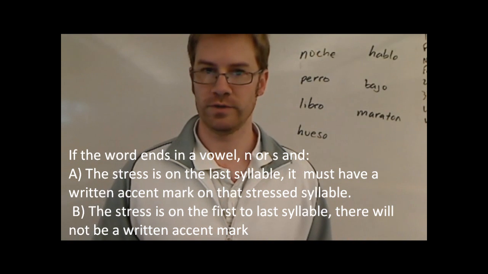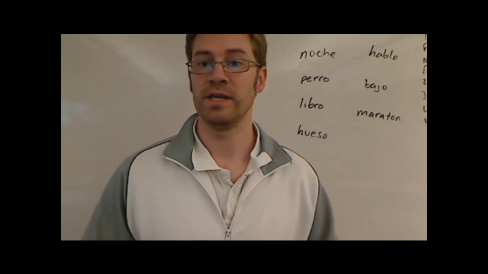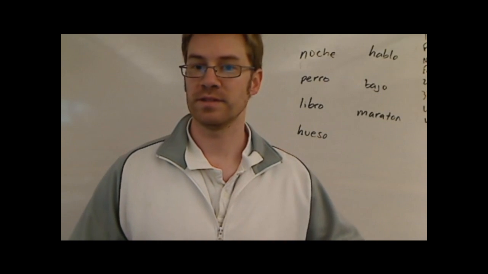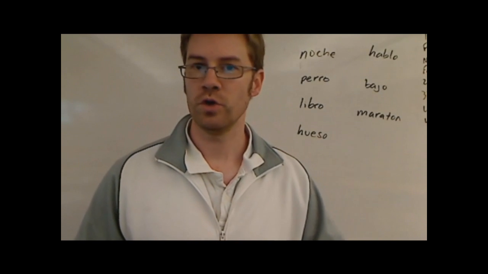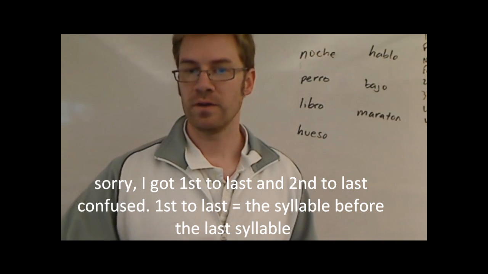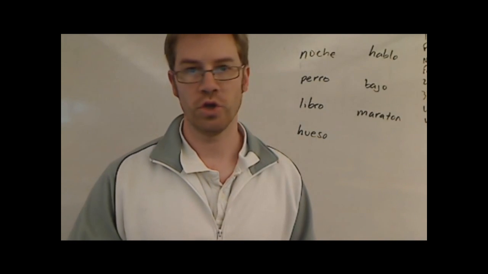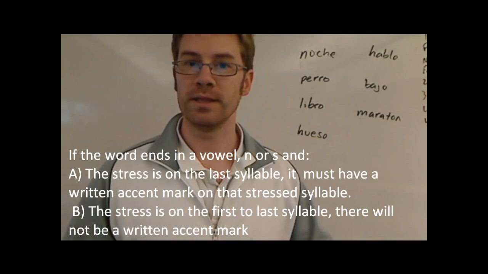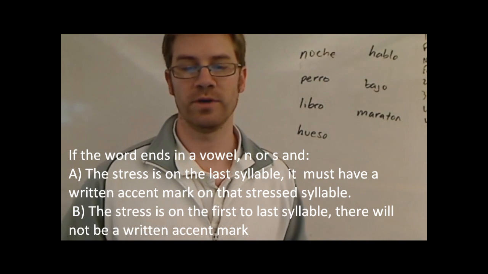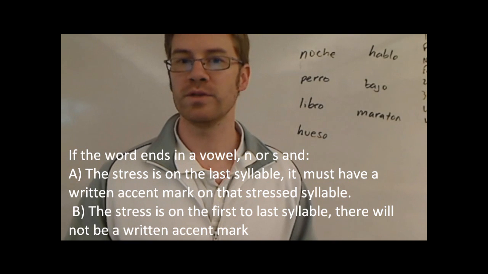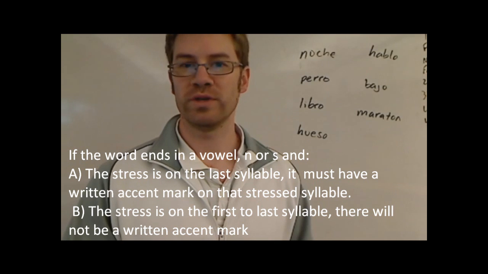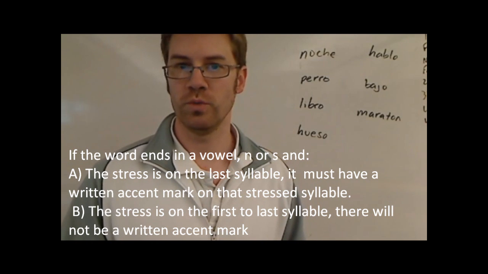So here's the word noche, for example. Noche. It ends in a vowel. The stress is over the O on noche. Since it ends in a vowel, the stress is on the second to last syllable. No accent mark. The word below it, perro, ends in a vowel. The stress is on the second to last syllable. No accent mark. Libro. The stress is over the I. It ends in a vowel. There's no written accent mark because it's on the second to last syllable. And then we have hueso, which means bone. That ends in a vowel. The stress is over the E on hueso, so there's no written accent mark.